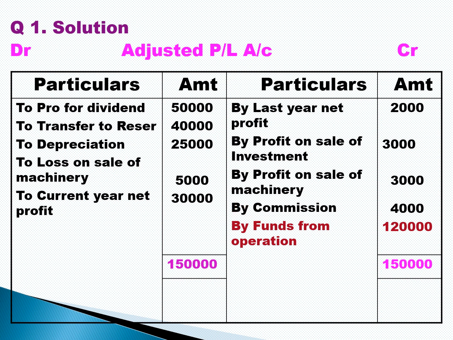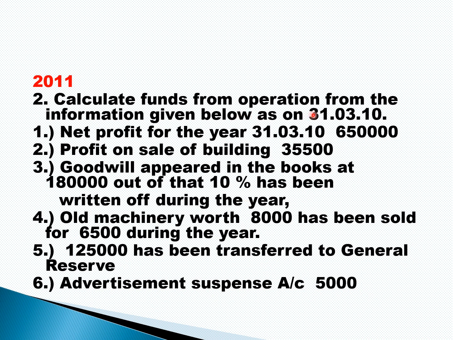Second question. Calculate funds from operations from the information given below as on 31/3/10. Net profit for the year 31/3/10, 6,50,000, will come in debit. Profit on sale of building 35,500 will come in credit because it's an income. Goodwill appeared in the books at 1,80,000, out of which 10% has been written off during the year. So goodwill written off will come in debit. It's 1,80,000 into 10%, you get 18,000.